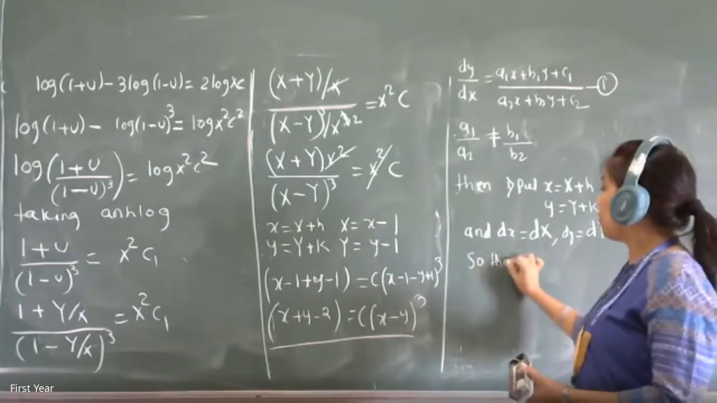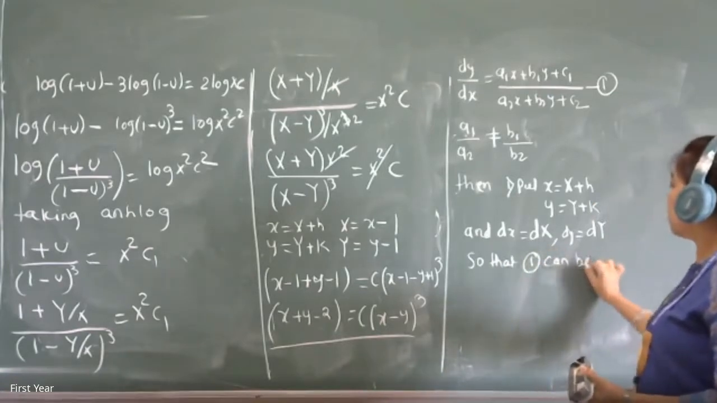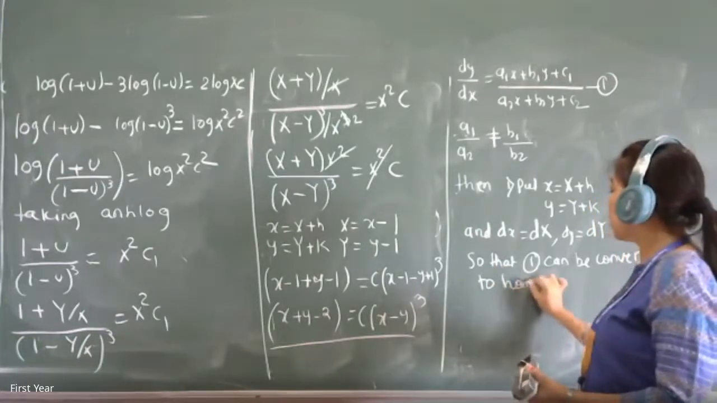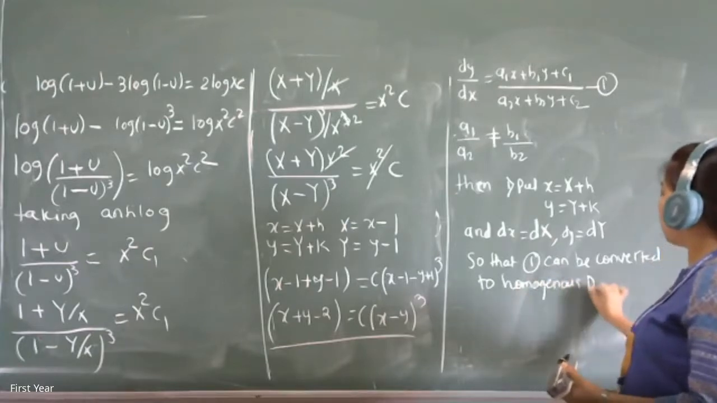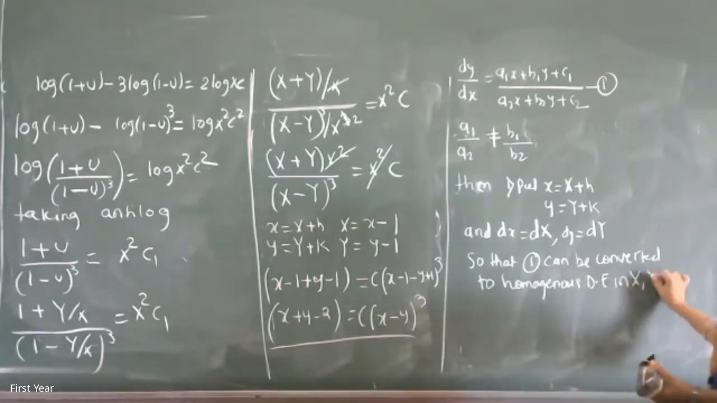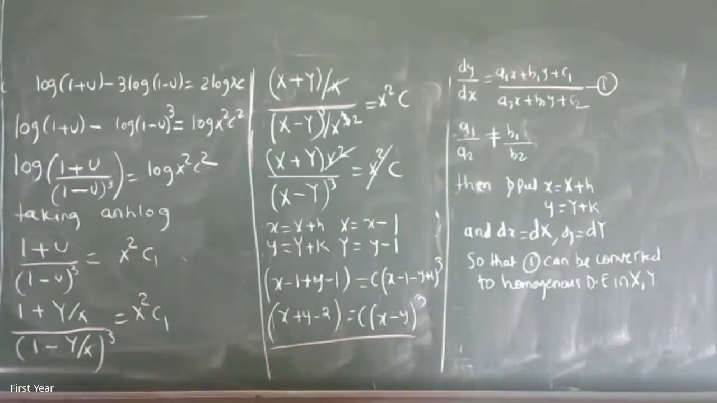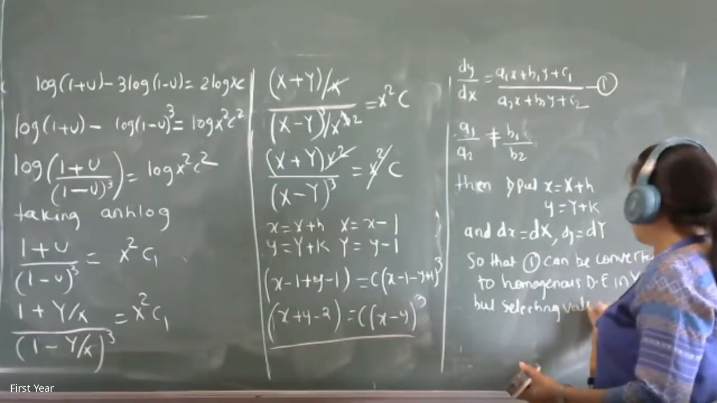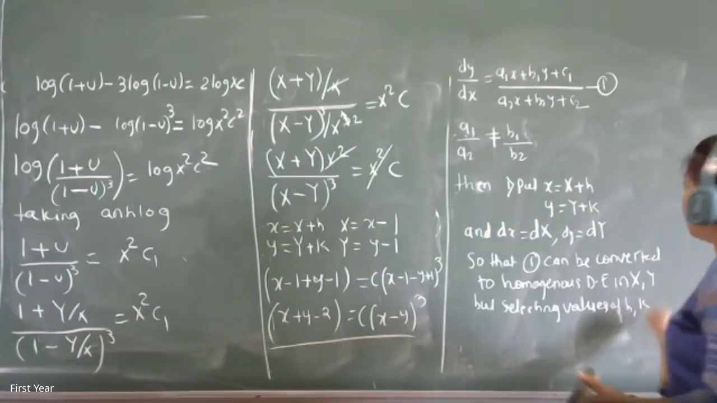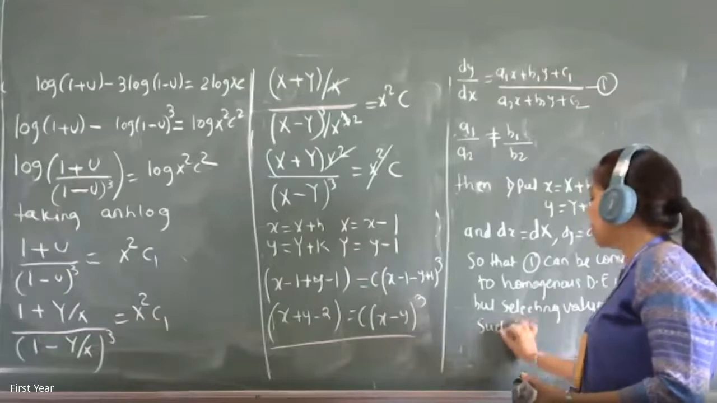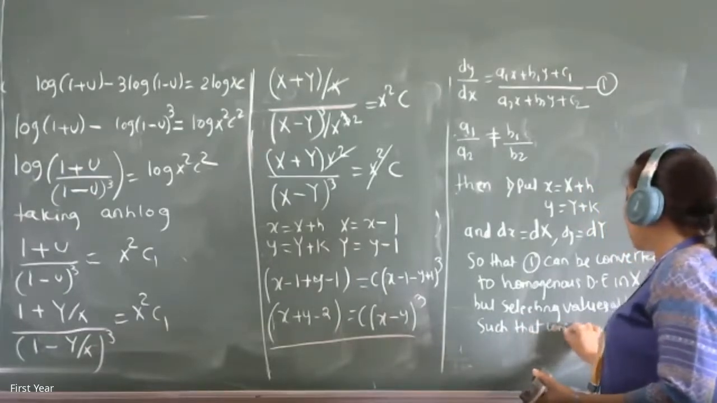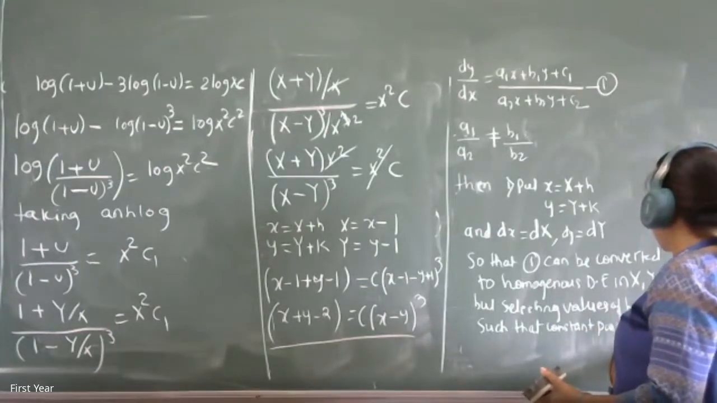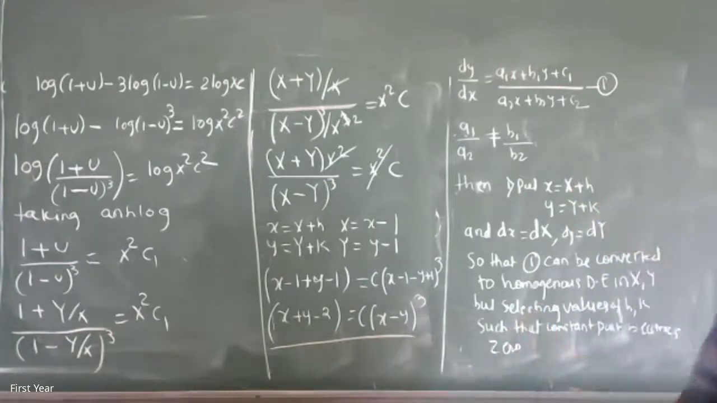So that one can be converted to a homogeneous differential equation in capital X, capital Y, by selecting values of h, k such that the constant part becomes 0. Constant part becomes 0.